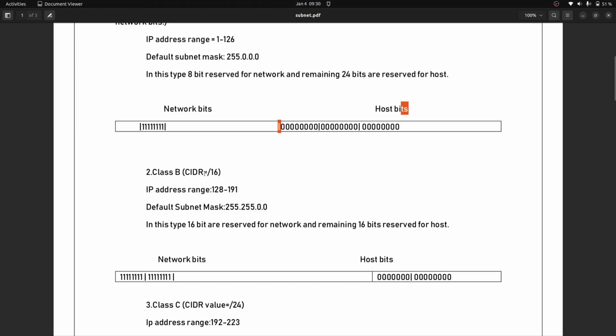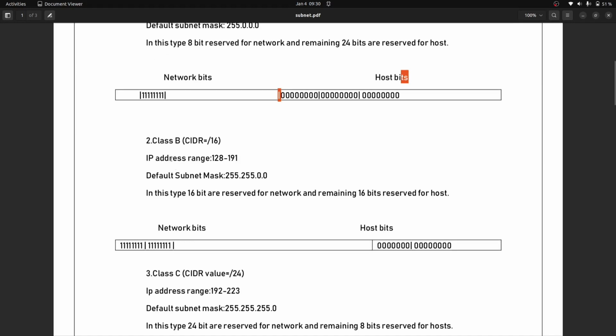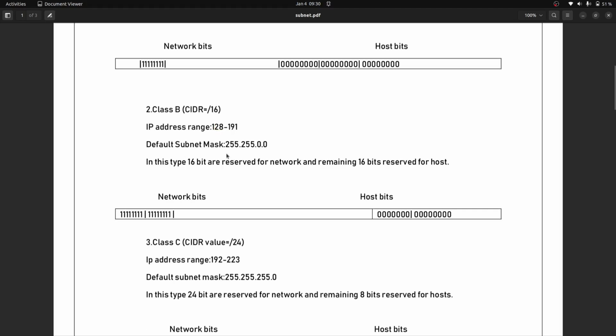In class B, the CIDR value is 16 and it has the IP address range 128 to 191. It has the default subnet mask 255.255.0.0. In this type, 16 bits are reserved for network and the remaining 16 bits are reserved for host. So first we create 4 blocks and in each block we fill 8 bits. The first 2 blocks are filled with network bits and the remaining 2 blocks are filled with host bits.